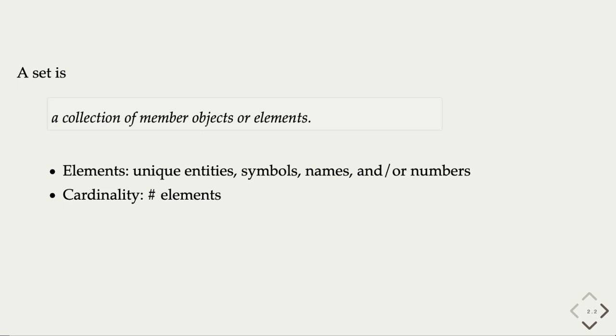We have discussed categorical variables with values from a set of labels. A set is a collection of member objects or elements. The elements can be any unique entities, symbols, names, or numbers. The number of elements in a set is referred to as the cardinality. A tweet, for example, can be treated as a set of words appearing in it. In this case, the elements are the words and the cardinality is the number of unique words in a tweet.